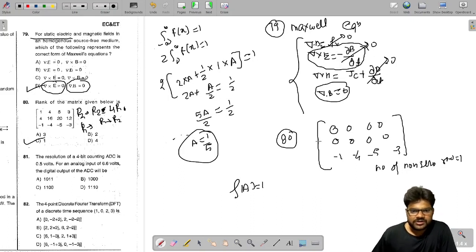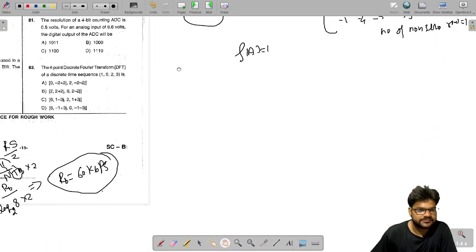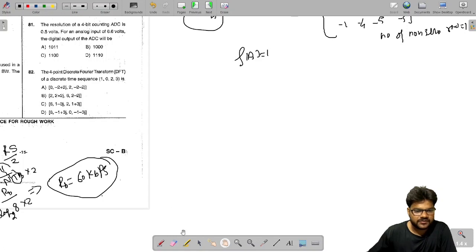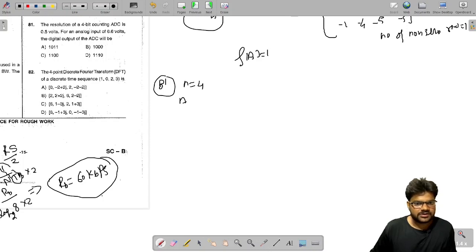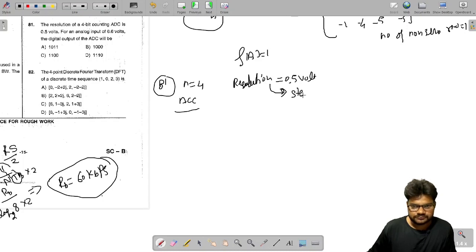Let us go to the next question, question number 81, and the question is from digital electronics, from ADC. Question number 81 is the resolution of a 4-bit counting ADC. So the number of bits is 4, ADC is given, and the resolution is 0.5 volt. An important thing is this resolution is given in terms of volt, and when resolution is in terms of volt, this is nothing but the step size.